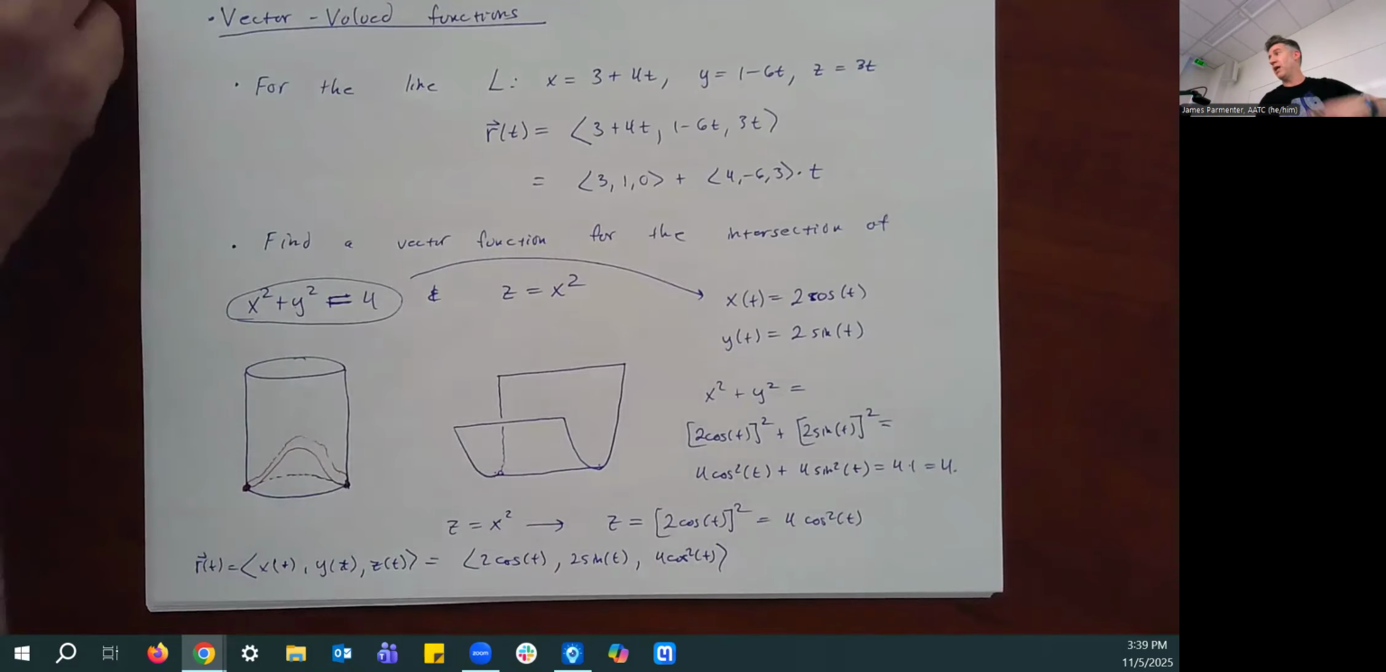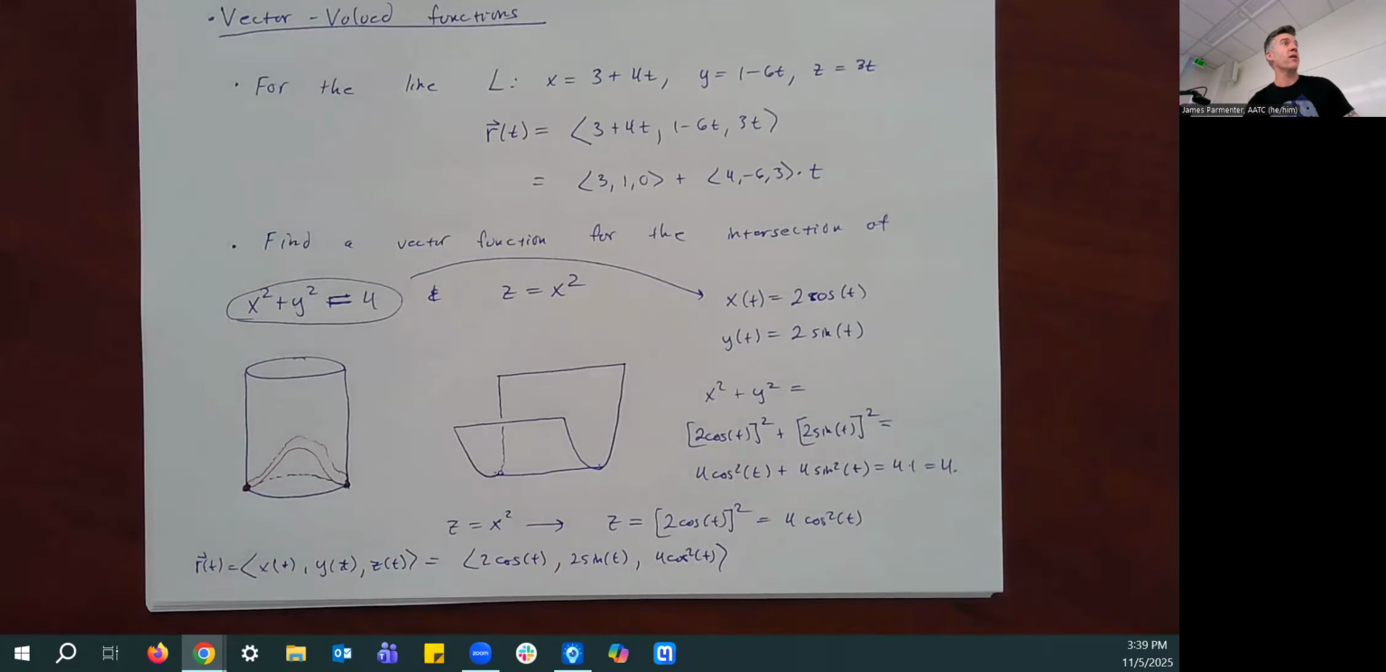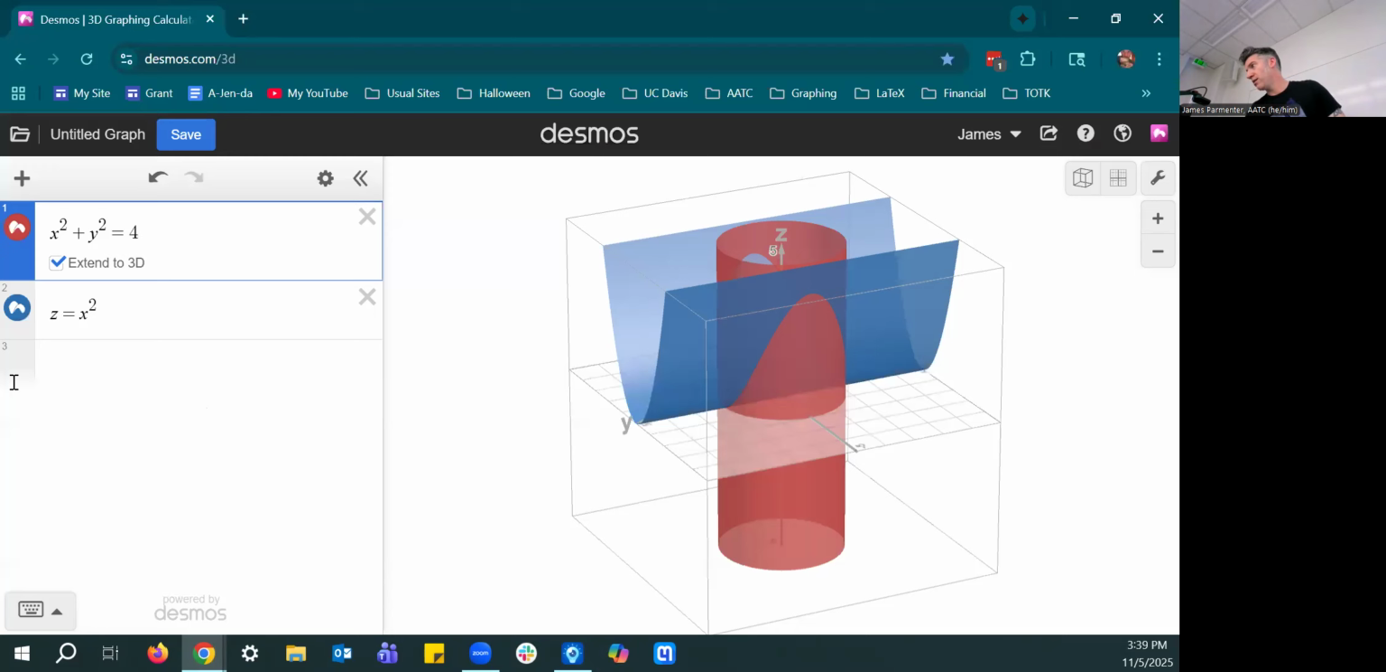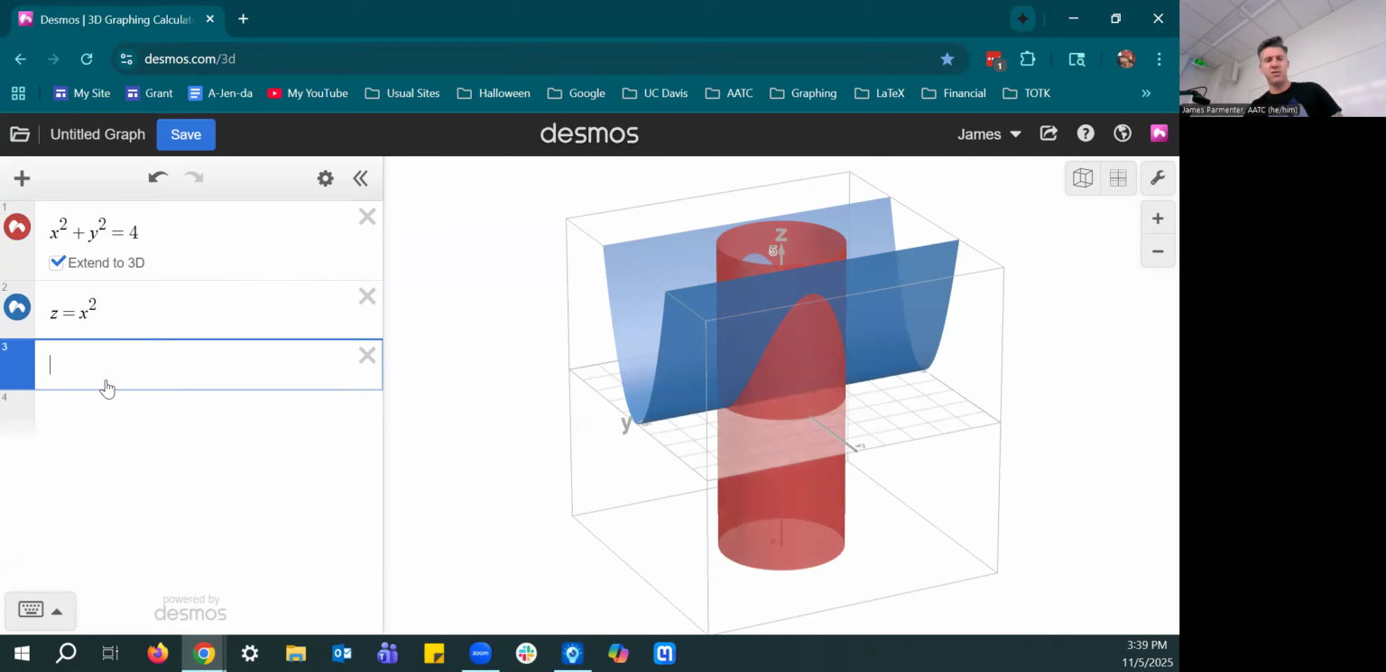Well, you can use Desmos to help you see if you've done the right thing. Here's what I mean. So if you go back to Desmos over here, and I have to remember how to do this. I think you just type it as a vector. I'm going to type in the vector 2 cosine t, comma 2 sine t, comma, what else do I have here? 4 cosine squared t.